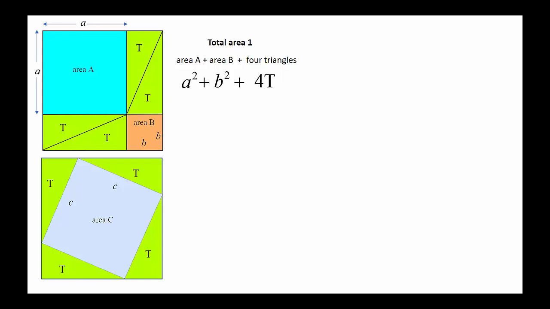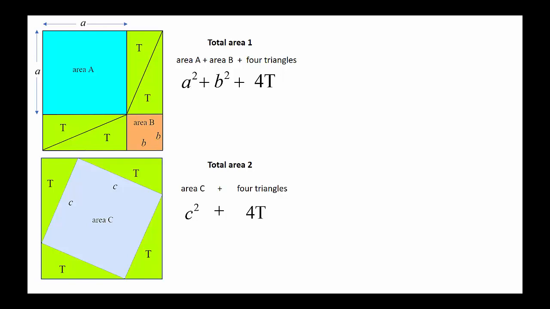So let's see what the total area of that second shape is. It's made up of, as we said, the four triangles and the square. So it's made up of area C plus the four triangles. Area C is a square of side length C. So the area is C times C, which is C squared. And of course the area of the four triangles, just as in the previous shape, we can write it as 4t. So the total area 2 is going to be given by C squared plus 4t.